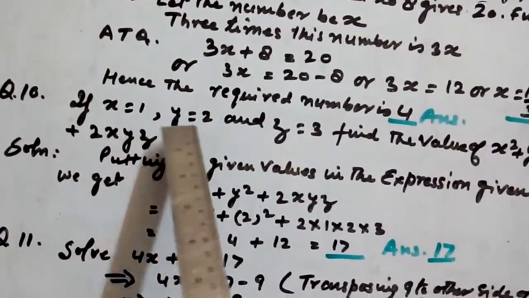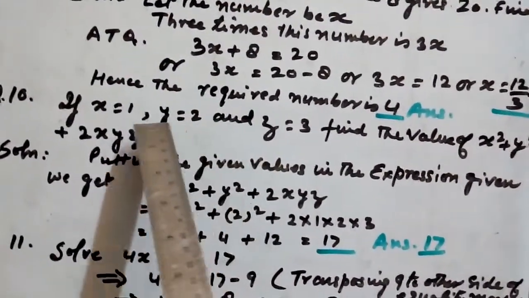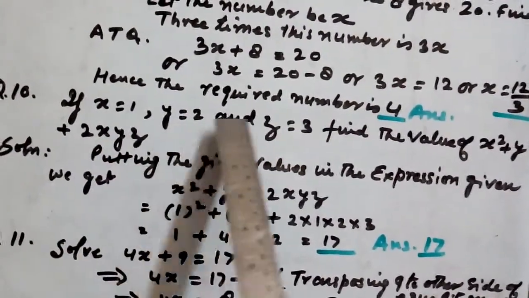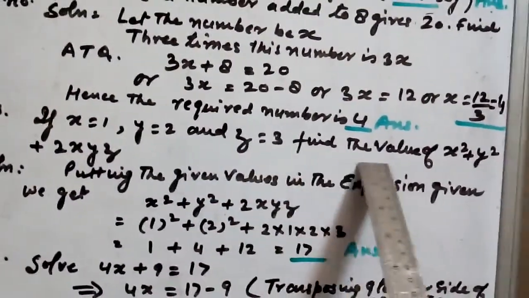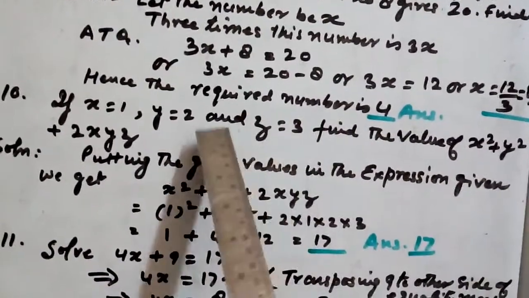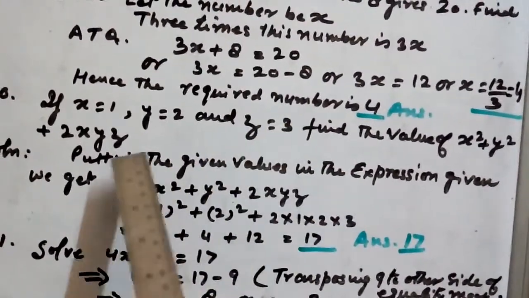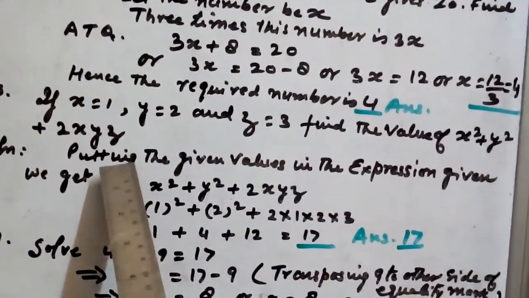Children, here the values of variables are given: x is equal to 1, y is equal to 2, and z is equal to 3. Find the value of x square plus y square plus 2xyz. Children, the solution is like this.